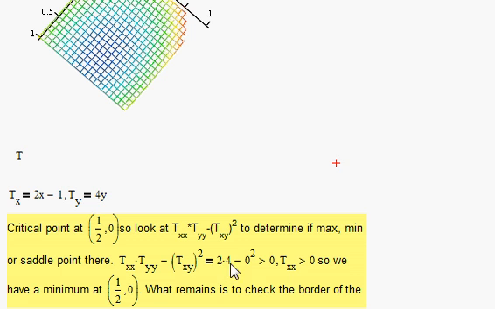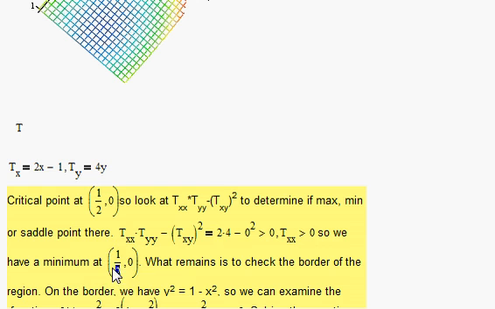So what we have is 2 times 4 minus 0 squared, so that's positive. And since our second partial with respect to x is also positive, because it's positive 2, this must be a minimum point at x equals 1/2, y equals 0. So good, we got a minimum point, but what remains is to check the border.